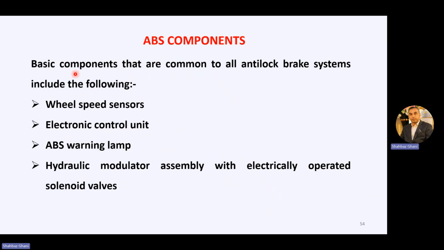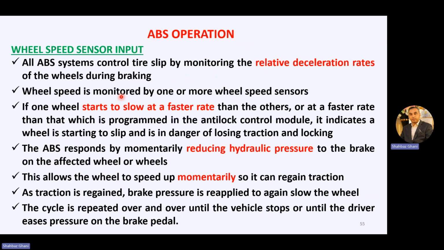The basic components that are common to all anti-lock braking systems include the following: wheel speed sensors, electronic control units, ABS warning lamps, and hydraulic modulator assemblies with electrically operated solenoid valves. So these are the four major or common components used in an ABS system. Let's see them one by one.